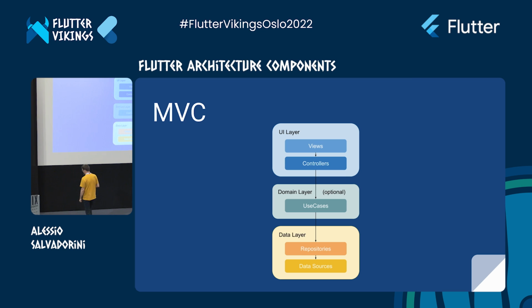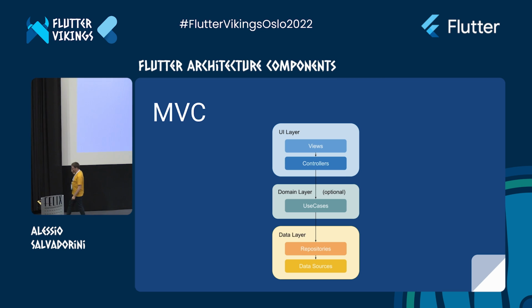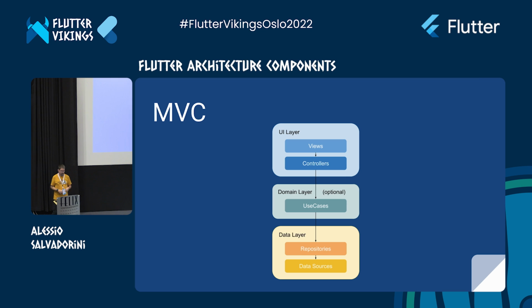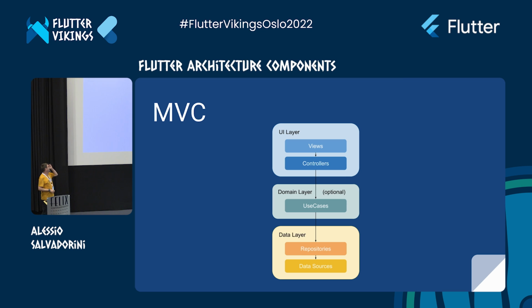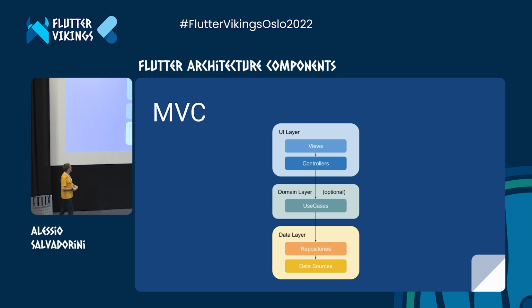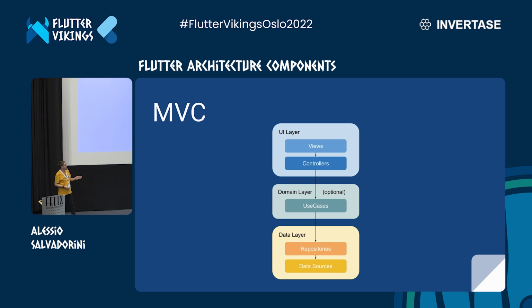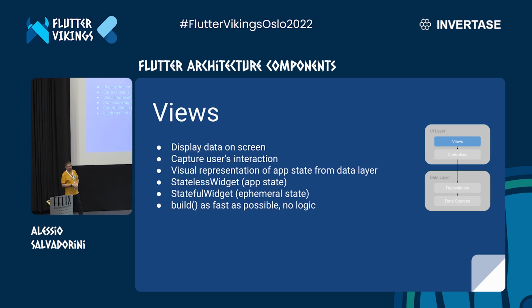So we have 3 layers. There is the UI layer, the domain layer, and the data layer. The views and the controllers are in the UI layer. The domain layer is optional, and it's mainly use cases. And then there is the data layer, which has repositories and data sources. The domain layer is optional, so I'm not going to touch it for this presentation, but I'm going to have one slide a little bit later on.